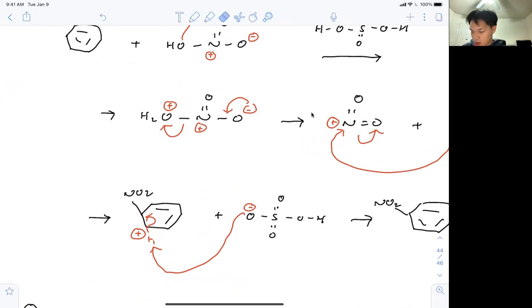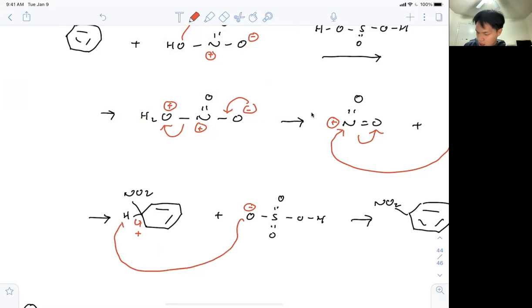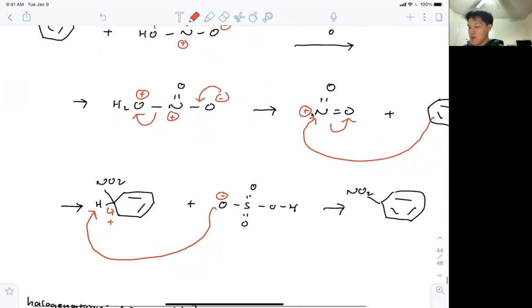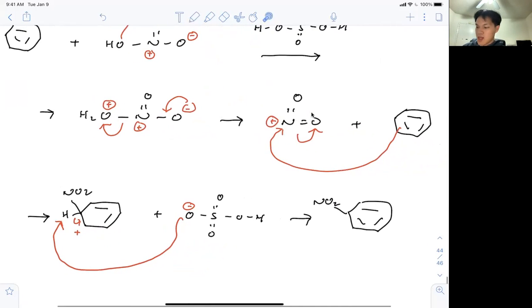Sorry, not from here. This is from up here. Let me change that real quick. Hydrogen from right here. And then we can grab that, and then this can form that double bond there, right? Grab that from the double bond there. This is the oxygen from the sulfuric acid. It doesn't matter which one, but we make this NO2, okay?